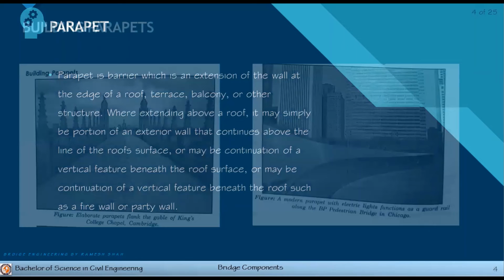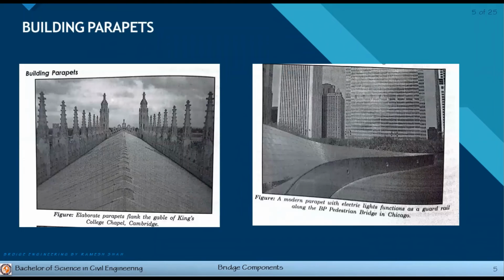So let's proceed. We have samples of building parapets here from the book Bridge Engineering. From the picture on the left, an elaborate parapet flanks the gable of King's College Chapel in Cambridge. Next is a modern one here: a modern parapet with electric lights functions as a guardrail along the BP pedestrian bridge in Chicago.